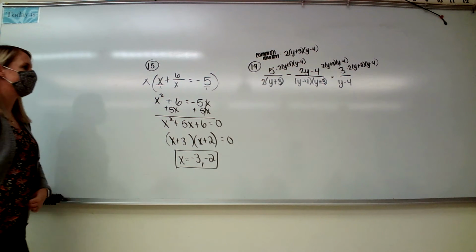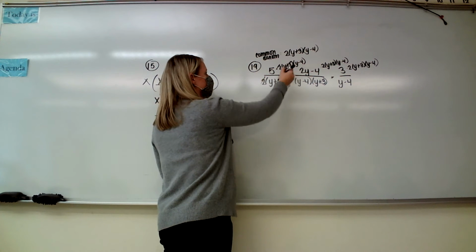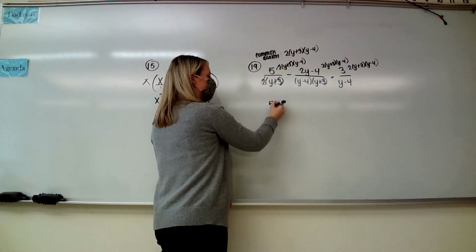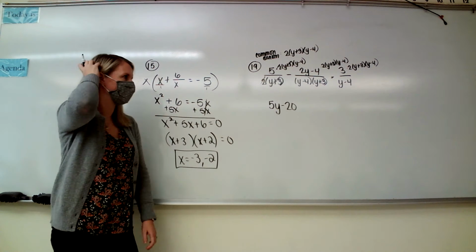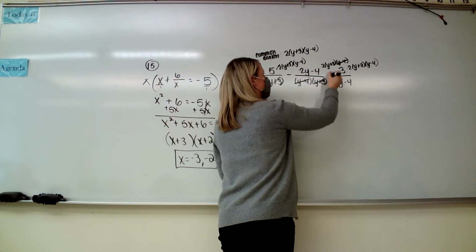All right, so now let's do some canceling. The 2's cancel. The y plus 3's cancel. So I have 5 times y minus 4, which gives me 5y minus 20. Please be careful on this next part. So I'm going to start canceling stuff, which is fine. The y minus 4, the y plus 3.